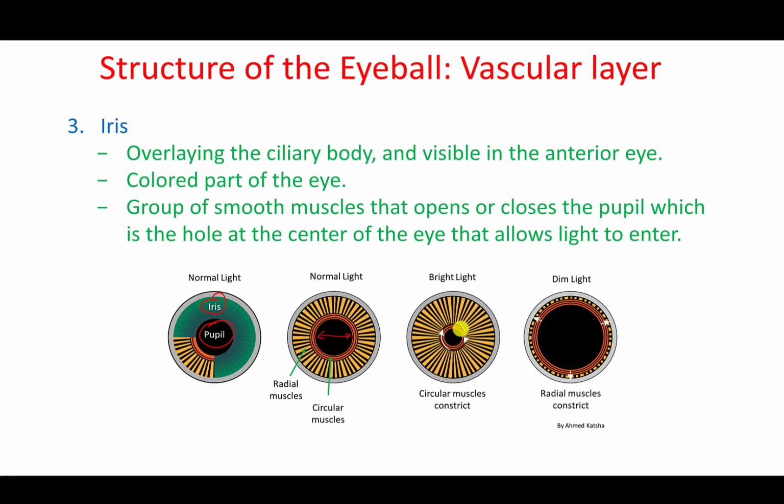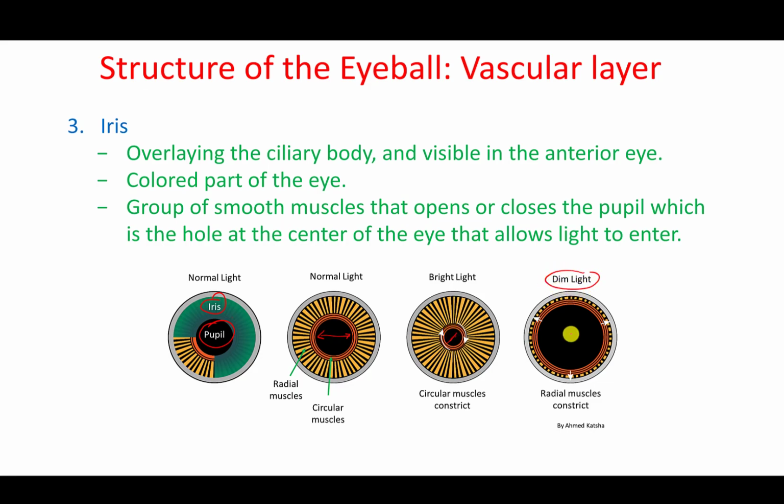In bright light, those muscles, there are circular muscles and longitudinal or radial muscles. So those muscles in bright light would contract or constrict, so that will close the pupil, and therefore that will limit the amount of light coming into the eye. Too much light will hurt our eyes.